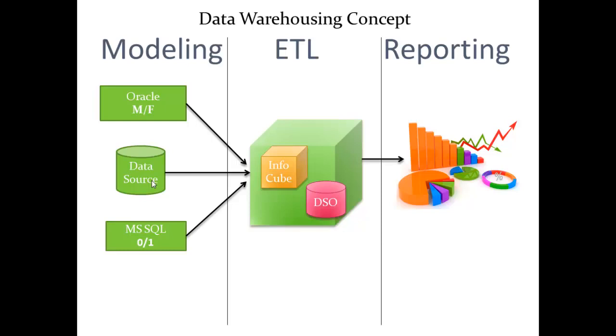And when the transformation is done, we'll be loading the data into our info providers, that is InfoCube and DSOs. Once the data is entered into our info providers, we will be creating reports on them. And we know that it gets comparatively simple to look at a graph and come to a decision rather than looking at a huge number of records and then coming to a decision. So these are the three steps that we follow in data warehousing concepts.